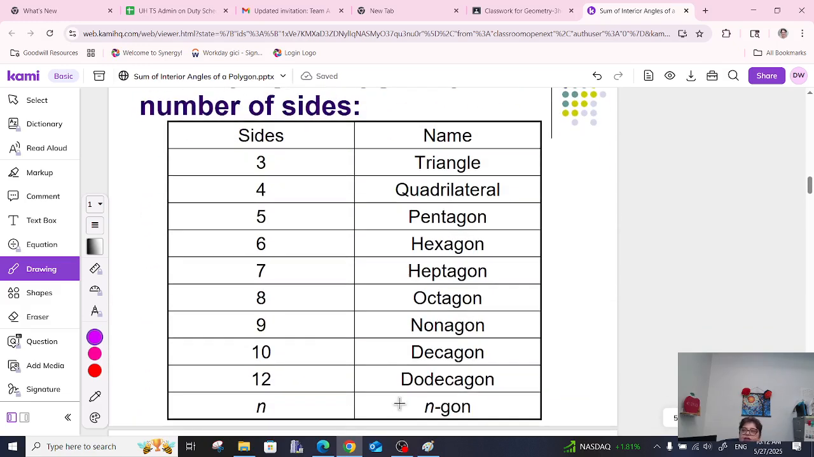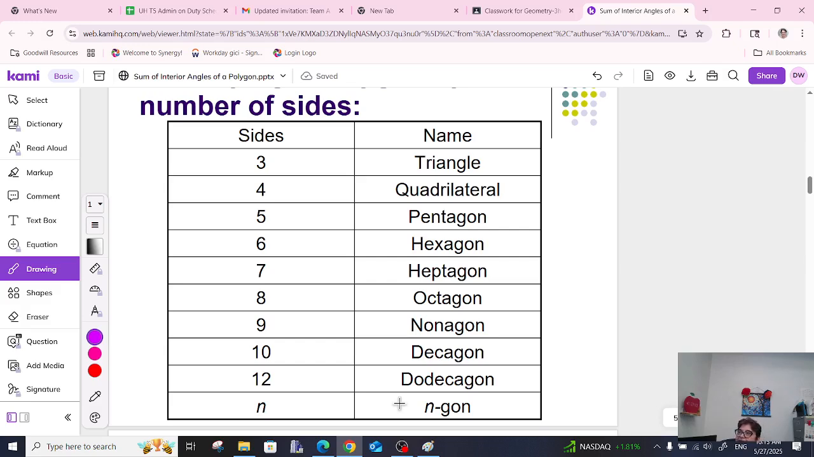Okay, so here's the chart. You're going to have to know these. I can let you use this for your test, but you need to know these. A triangle is three-sided. A quadrilateral is four-sided. A pentagon has five sides. A hexagon has six sides. Heptagon is seven sides. Some books call it septagon or heptagon.